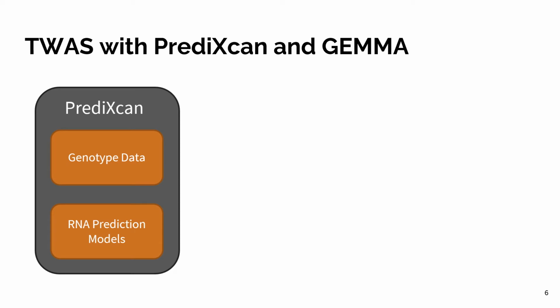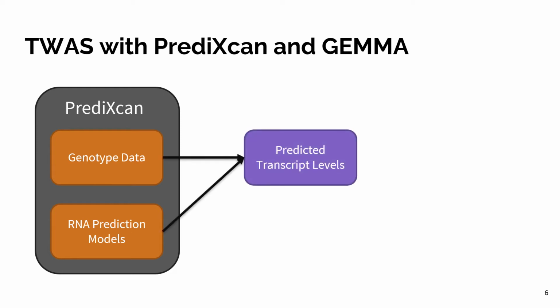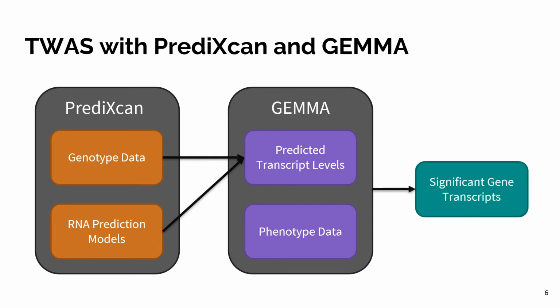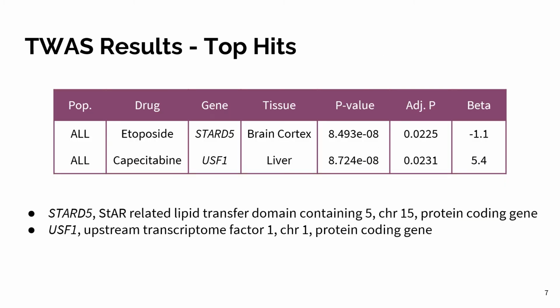So for PrediXcan, our input is the genotype data from these 3 populations, and then our RNA prediction models that were previously generated and can be used to predict gene expression levels. So we ran PrediXcan to generate these predicted transcript levels, and then we used GEMMA to find associations between our predicted transcript levels and our chemotherapy drug response phenotypes. And after running GEMMA, we were able to identify significant gene transcripts.